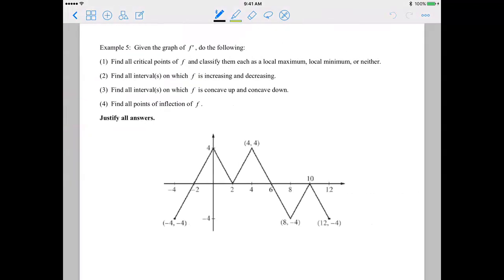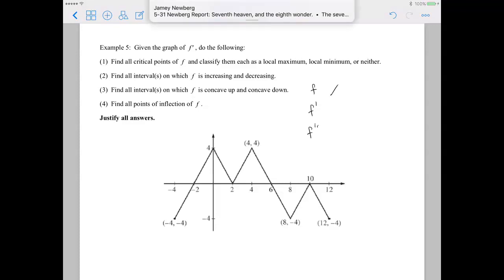Okay, so the last thing we're going to do in this lecture is use our chart that we did on page 3, I believe it was, and might have been page 4, and we're going to answer some questions using the graph of f prime. So the first thing I'm going to do is just recreate that chart that we did on one of the previous pages.